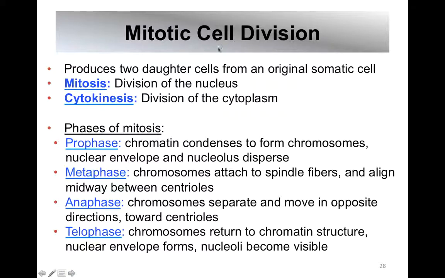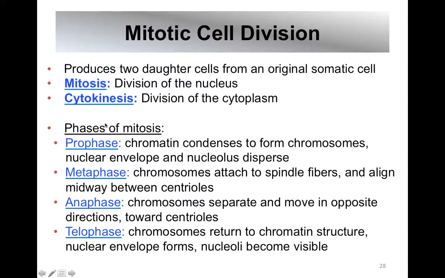Okay. Mitosis creates two new daughter cells, and the two new daughter cells are exactly like the original mother cell. Mitosis is division of the nucleus, so that's when we divide up the chromosomes into two new nuclei. And then cytokinesis is division of the cytoplasm along with the rest of the organelles.